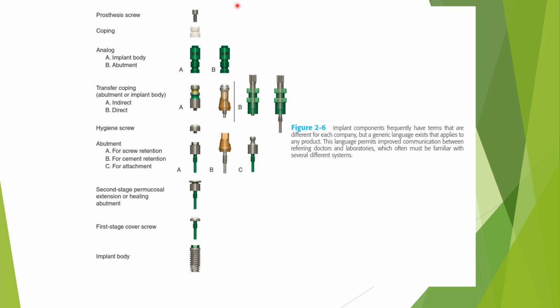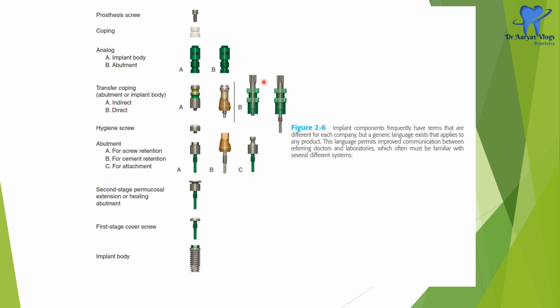And finally we move to implant components. It is different for each company. This is the prosthesis screw. Here it is the coping and these are the analogs. This is for implant body and this is for abutment. And these are transfer copings for abutment or implant body.